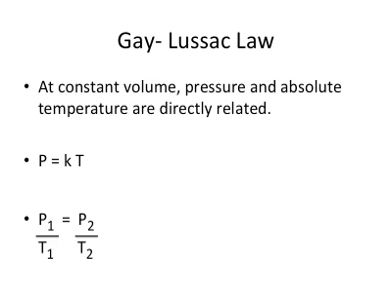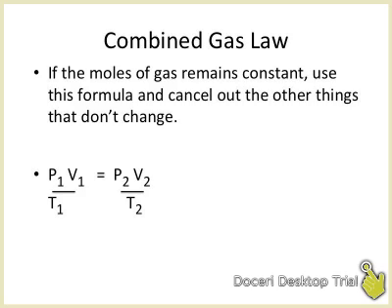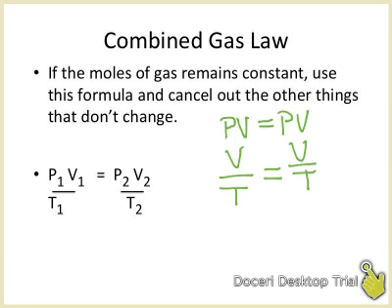Now, if we take all three of these laws and put them together, we get a really creative law called the combined gas law. We're combining the three gas laws. Let's review quickly: Boyle's law, which says PV equals PV. Then Charles' law, and then Gay-Lussac's law, which says P over T. So we have these three.